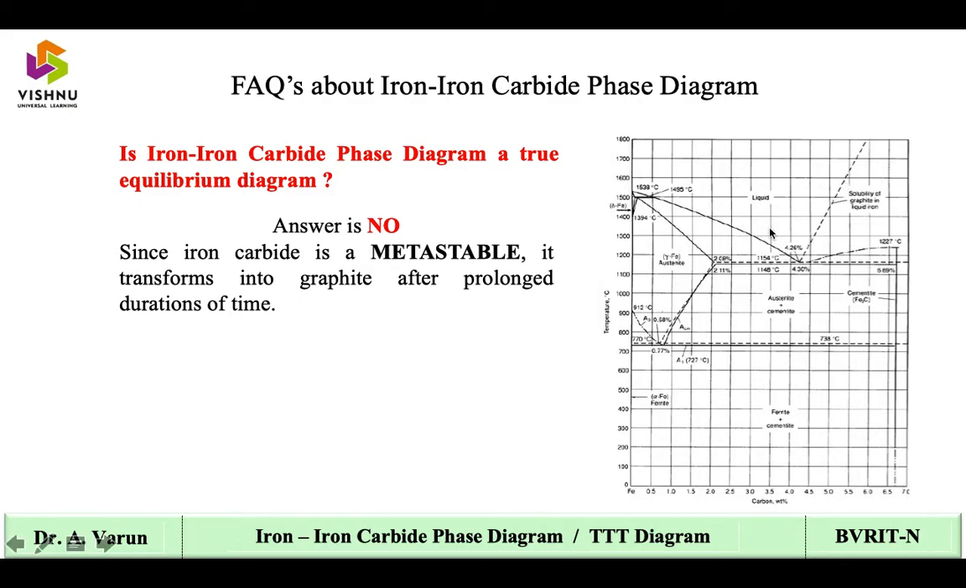So even in the liquid, directly at the eutectic reaction, instead of forming austenite and cementite, you can see these dashed lines represent the iron graphite system at higher temperatures, and this is the one with greater stability, closest to the full equilibrium iron graphite system. So in general we say this is not a true equilibrium diagram, and iron carbide itself is a metastable one.